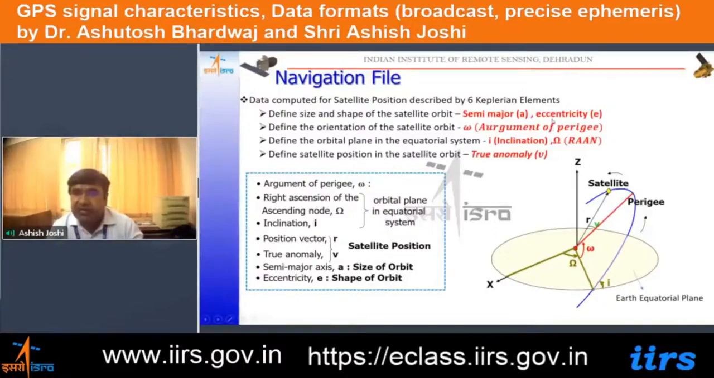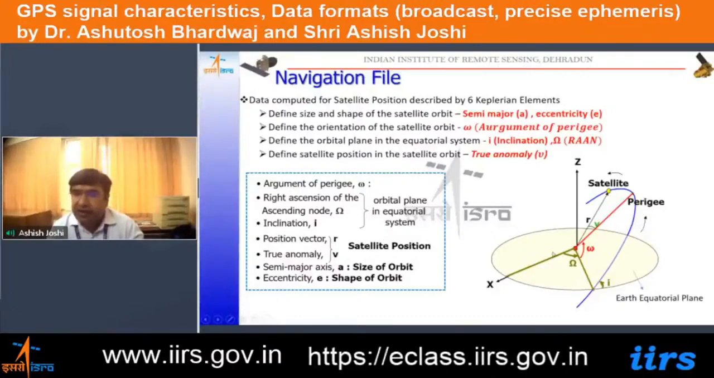The semi-major axis and eccentricity tell us about the size and shape of the satellite orbit. Omega tells the argument of perigee, which represents the orientation of the satellite orbit. I is the inclination, which inclines the orbit plane relative to the equatorial system, and the true anomaly represents the satellite position in the satellite orbit. So these are some of the parameters of the Keplerian elements.